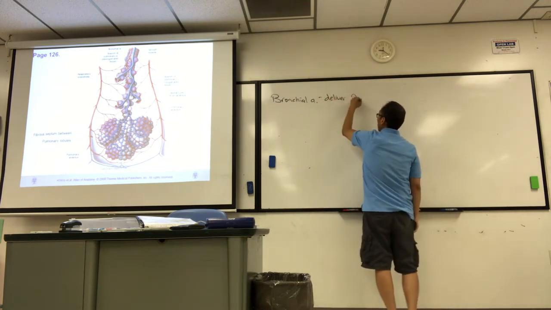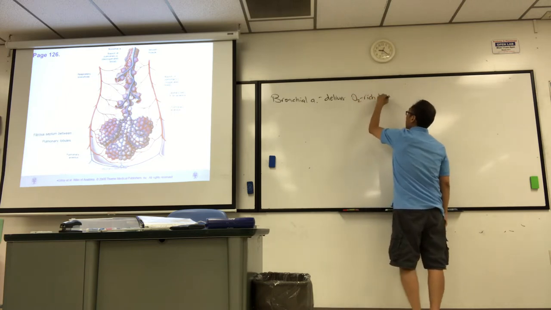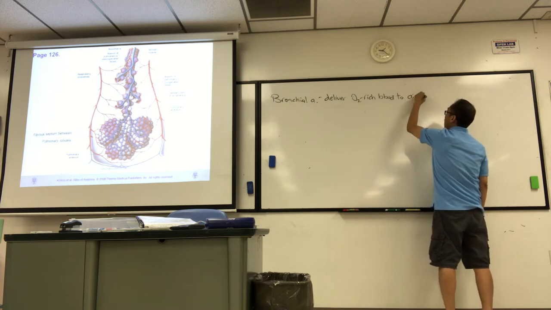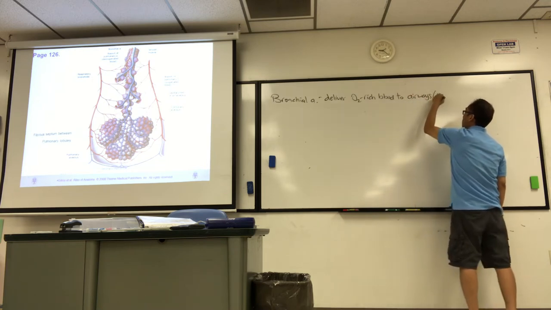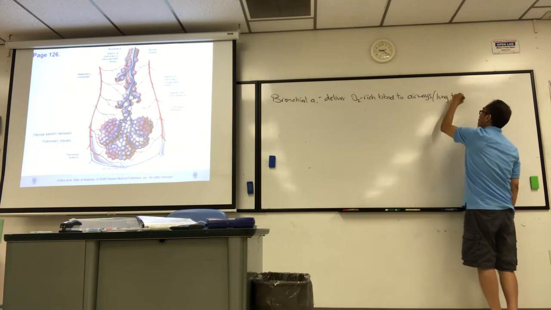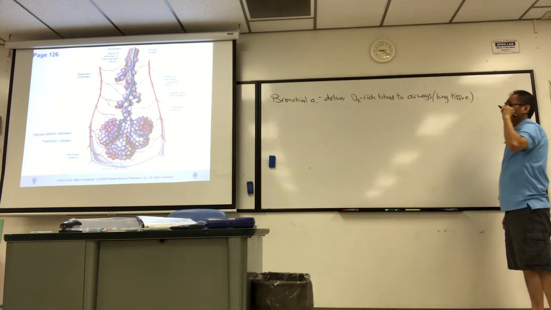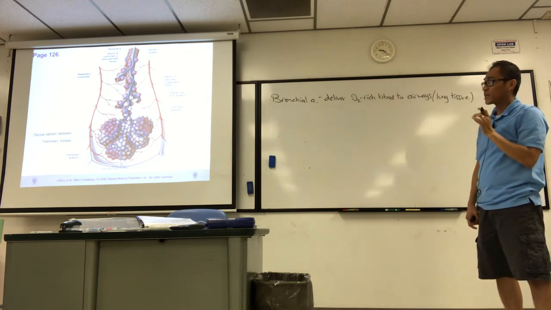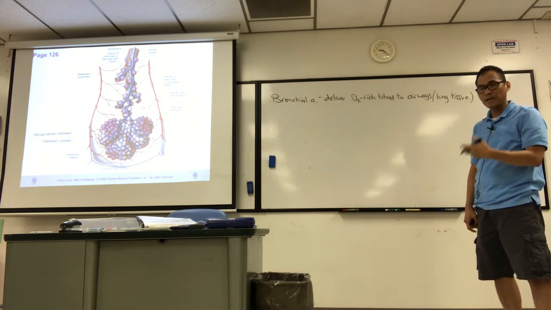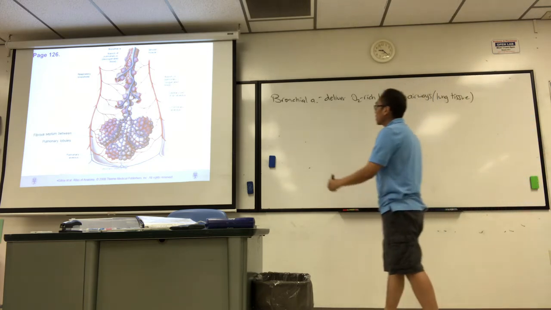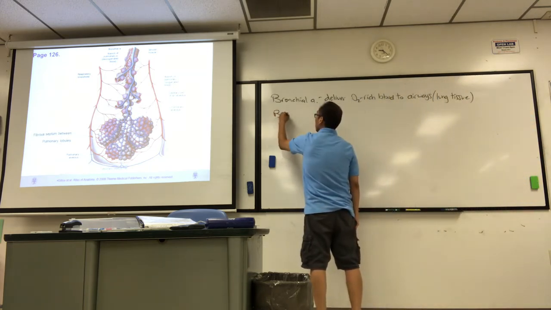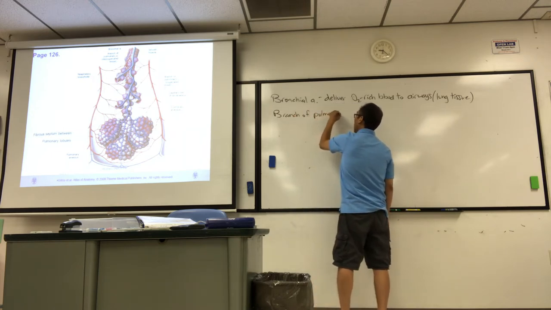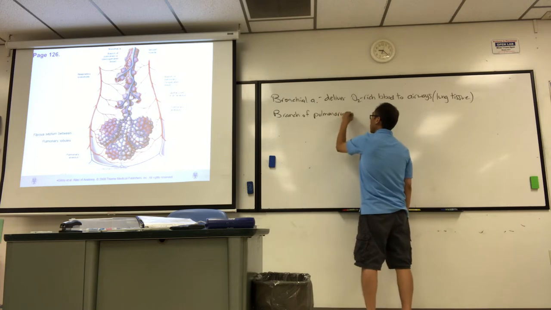Deliver O2-rich blood to airways, lung tissue. But it's the branch of the pulmonary artery that's got the deoxygenated blood that needs to be oxygenated.